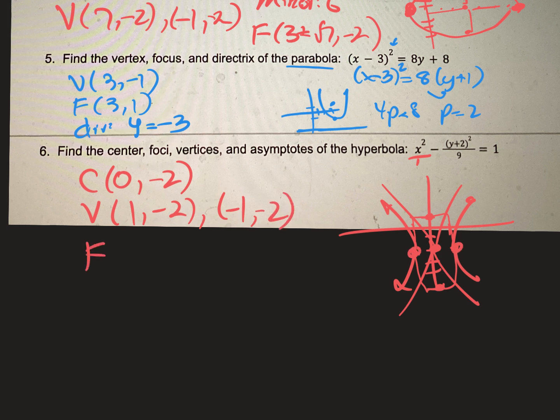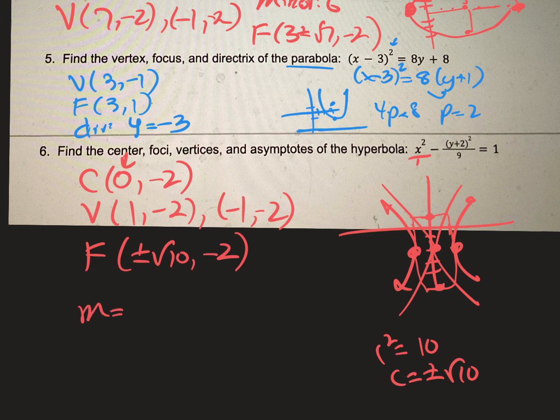Foci, again, I'm doing c squared equals a squared plus b squared. 1 plus 9 is 10. I get plus or minus square root of 10, and that goes with your transverse axis, which is the 0 right there. So my foci would be at plus or minus square root of 10, also -2. Again, y coordinate's not changing throughout the whole problem because it's the minor conjugate axis.